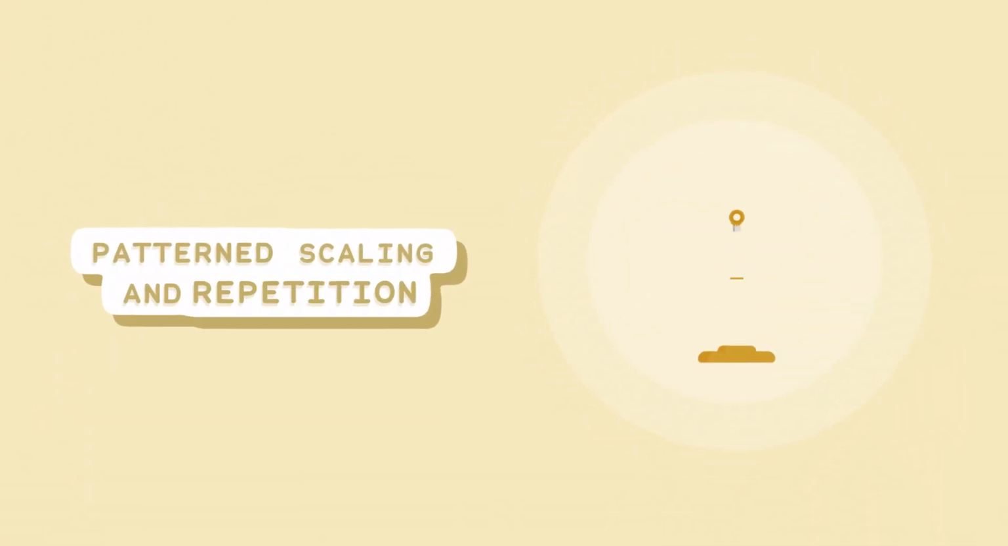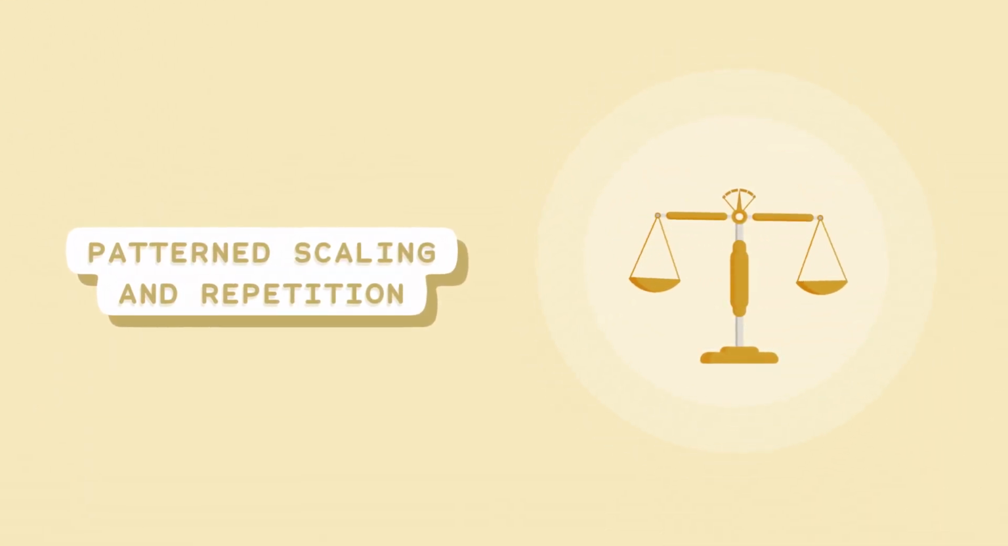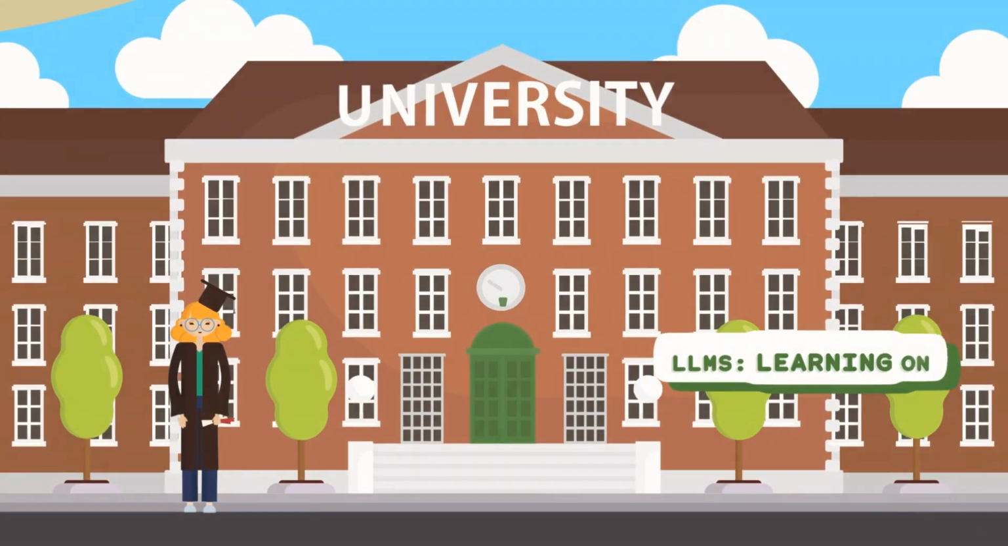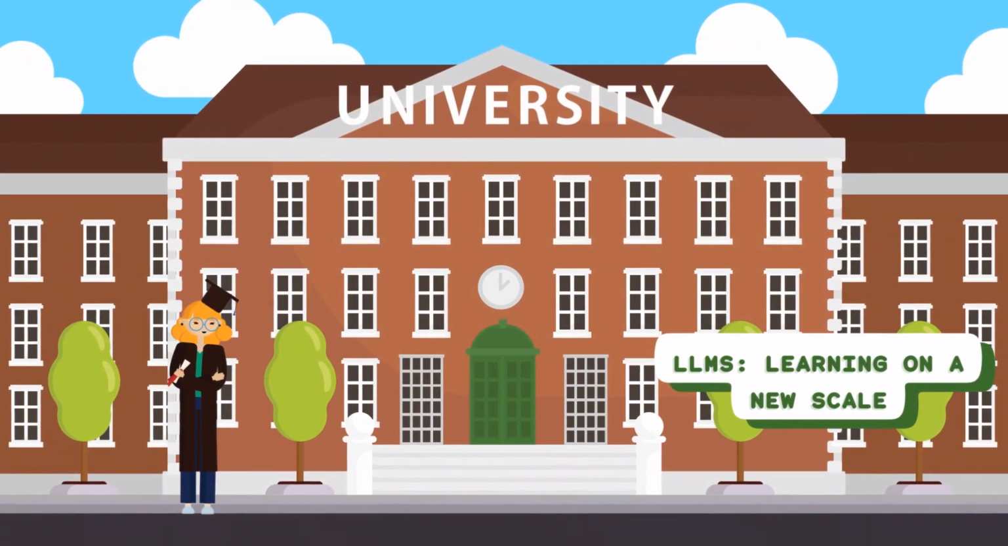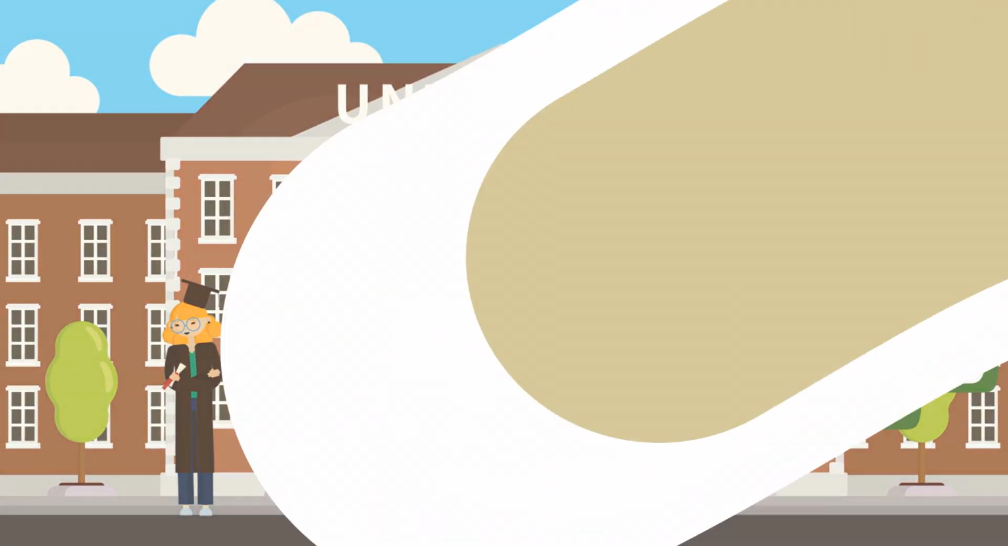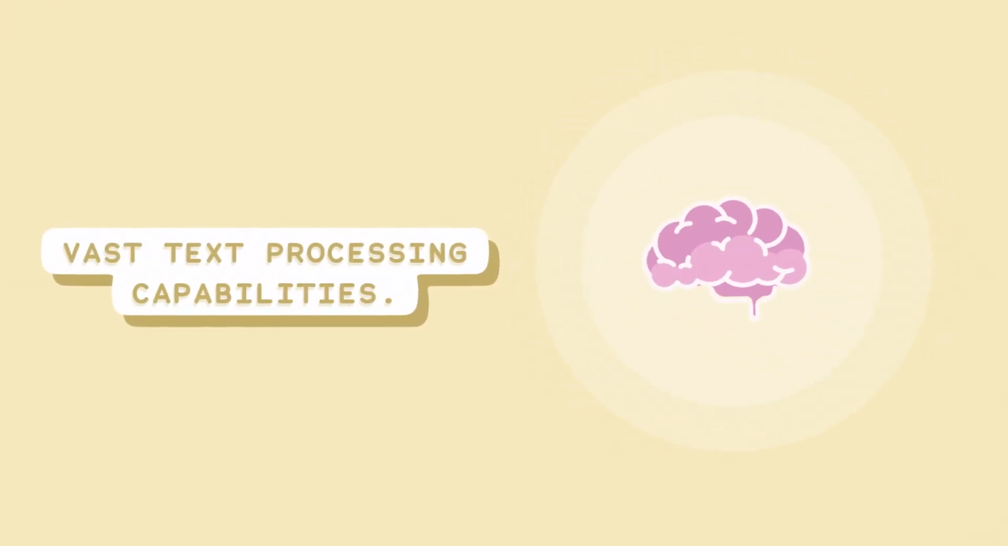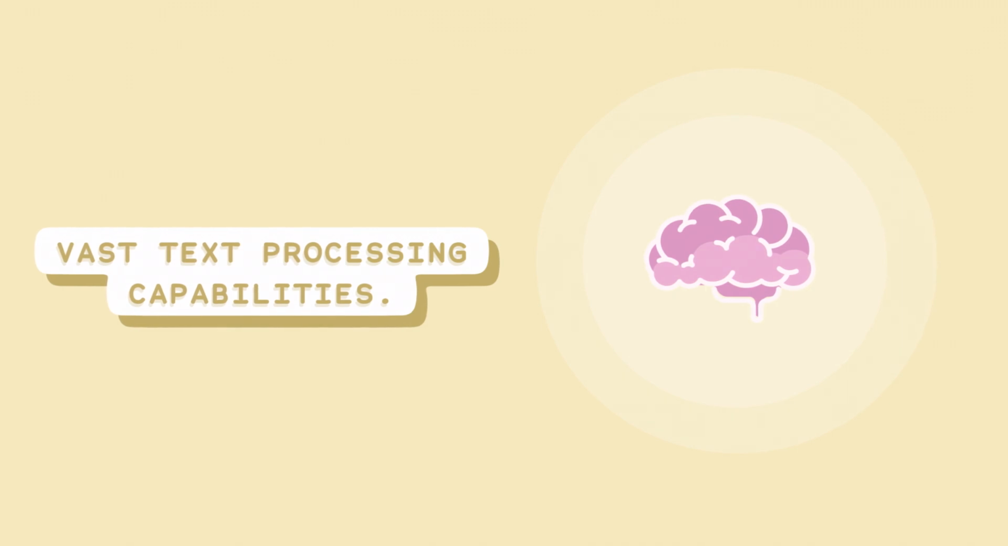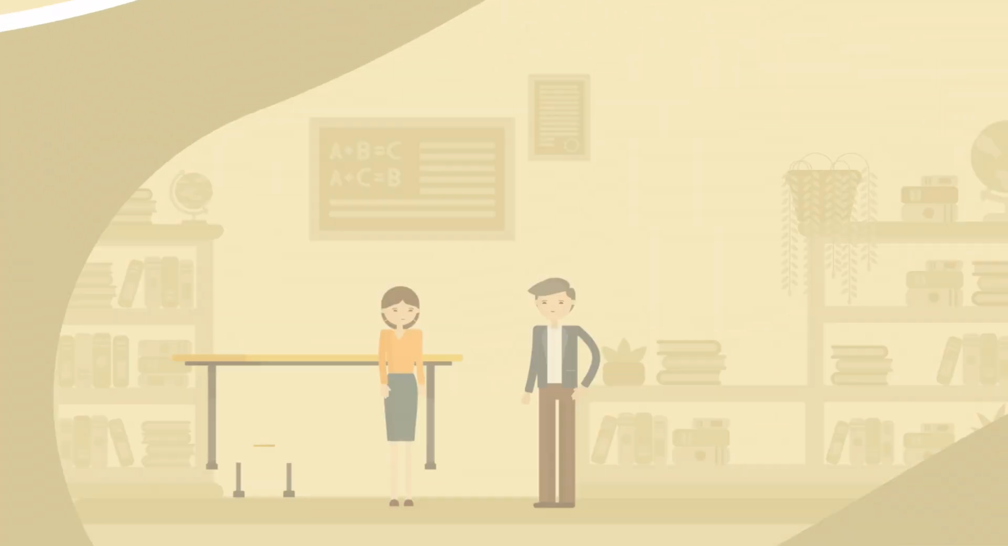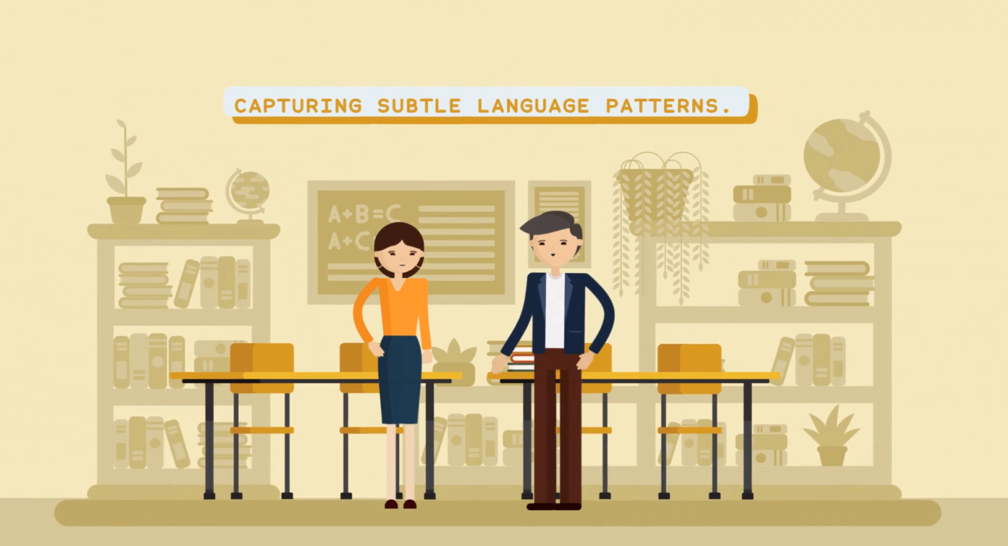Scale and repetition. What sets LLMs apart is the scale of their learning. They process far more text than a human could read in a lifetime, and they can repeat their learning process many times over. This allows them to capture subtle patterns in language use.